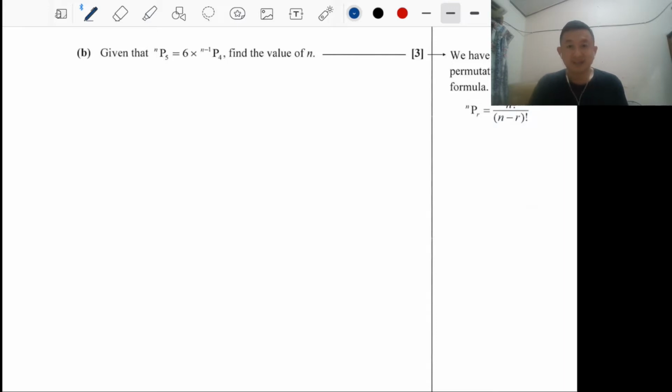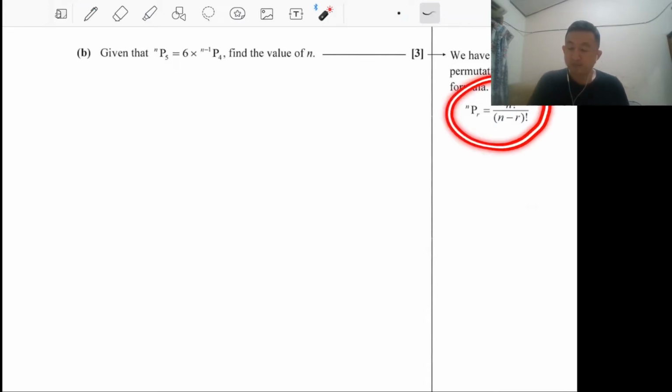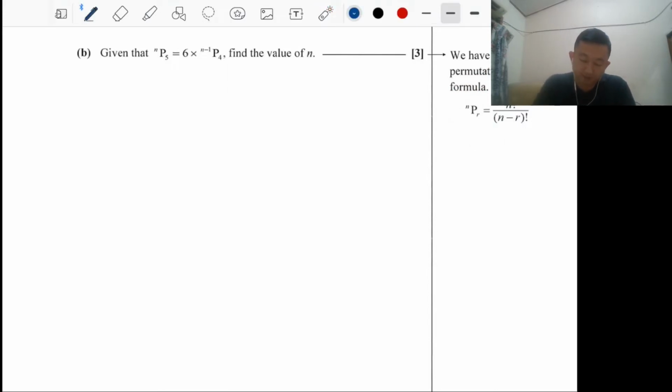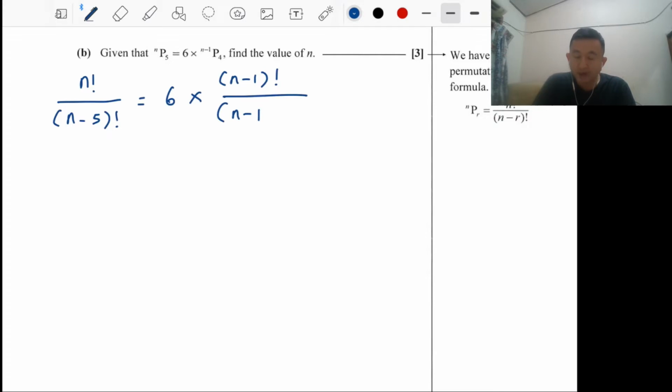nP5. So it's not nC, it's nPr, so you're going to use the nPr formula. This is the nPr formula, n factorial over n minus r factorial. So nP5 equals 6 times (n-1)P4. Okay, what can we do?